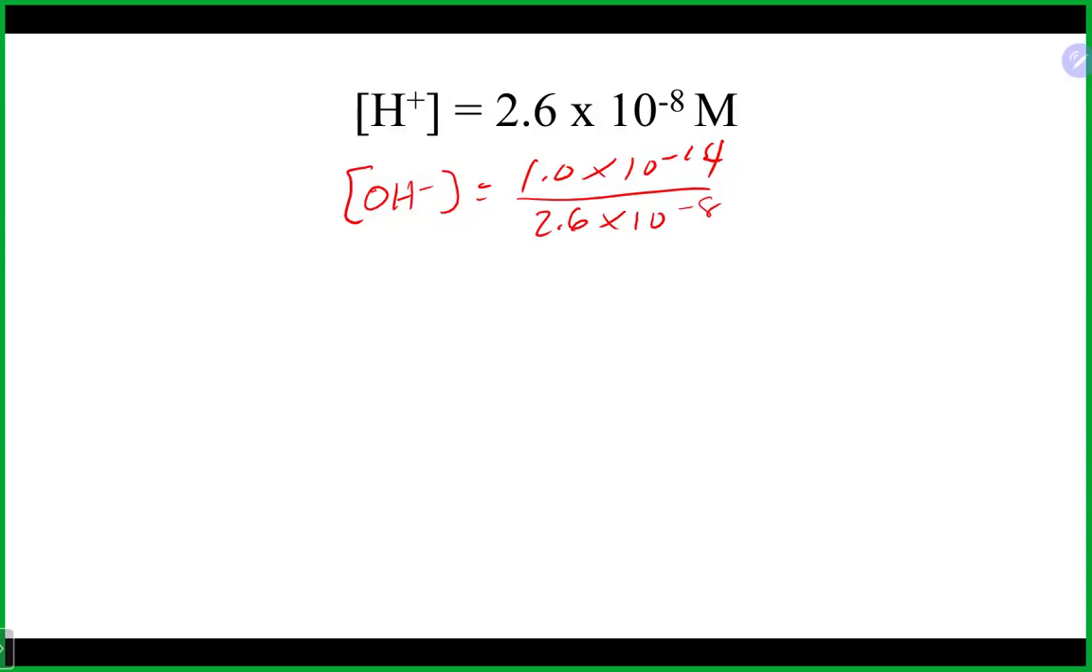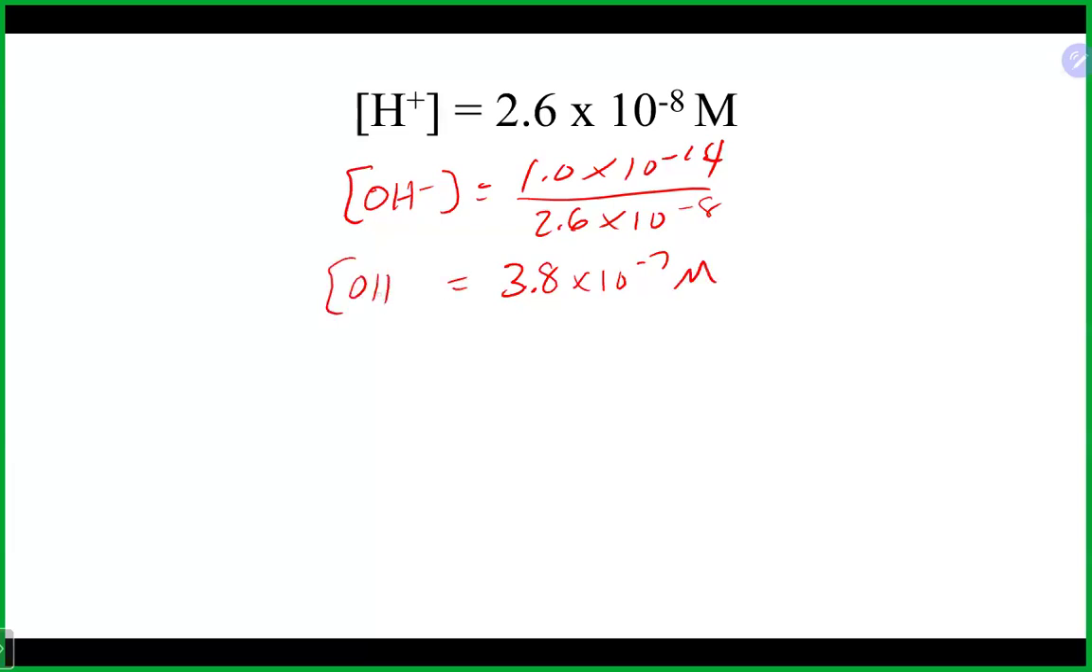And punching all that in the same way as the first one here is going to give me an error. No, I'll try that again. 10 to the minus 14 divided by 2.6 minus 8. It's going to get me a 3.8 times 10 to the minus 7 molar.